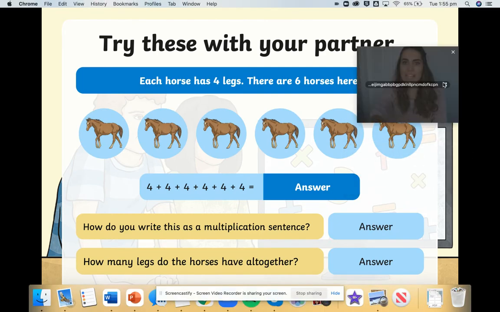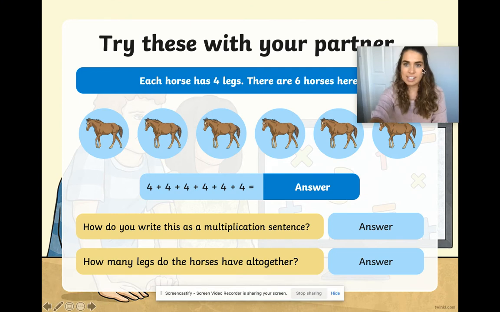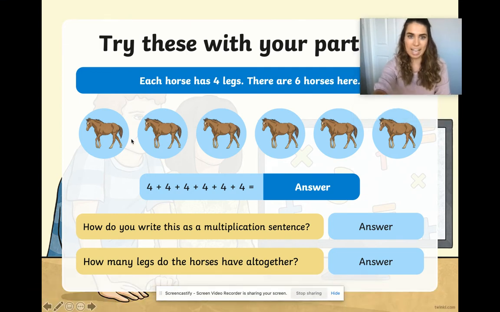Each horse has 4 legs. There are 6 horses here. How would you write this as a repeated addition? Repeating the same number over and over again? 4 legs plus 4 legs plus 4 legs plus 4 legs plus 4 legs plus 4 legs equals. If I counted them all, I would find there were 24.